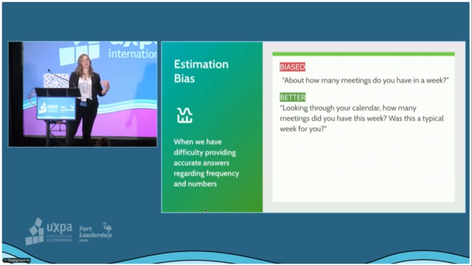You're still doing a little bit of estimating, but you're more likely to at least give me a right answer for this week. And then you can kind of rule of thumb it as to whether this one was generally about average. So, estimation bias: difficulty providing accurate answers regarding frequency and numbers.